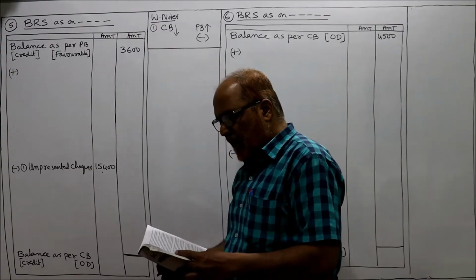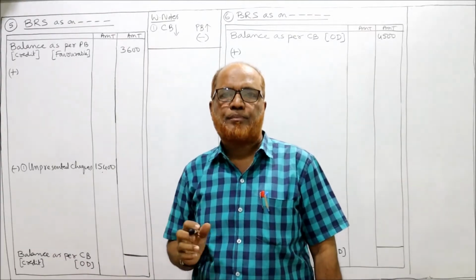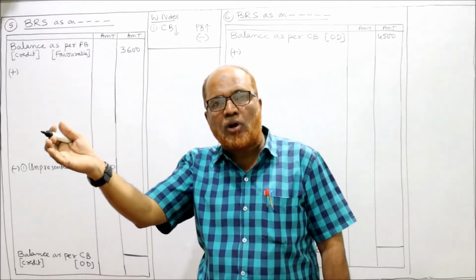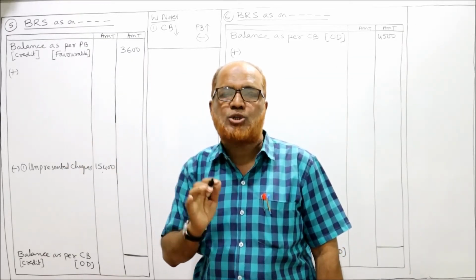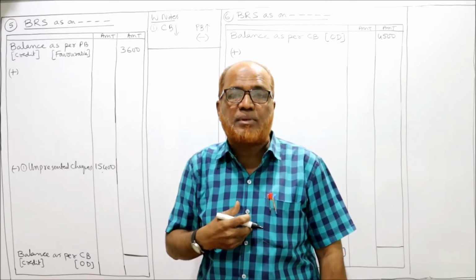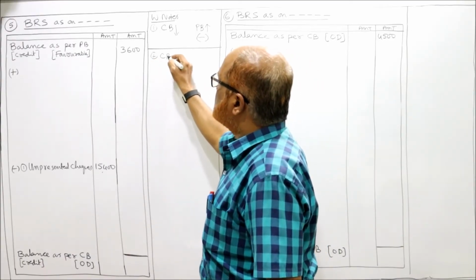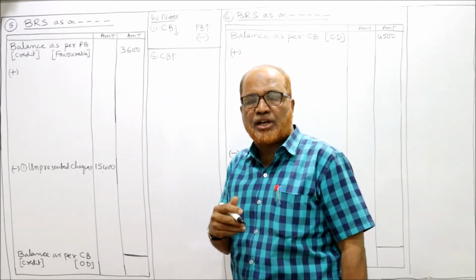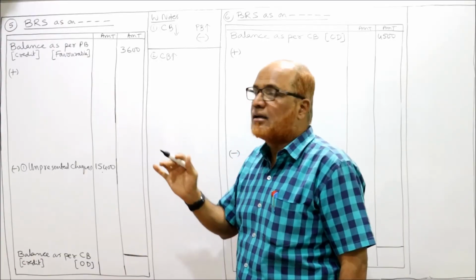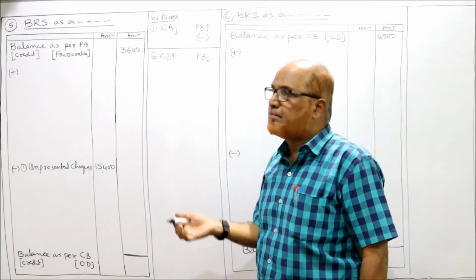Now I am taking the second. Uncredited checks. Uncredited checks means checks deposited, but the banker has not yet credited. Before depositing the check, we record it in the cash book. When we record it in the cash book, the balance will increase because we have received the check from the customers. We have deposited the check in the bank, but the banker has not yet collected, so passbook is showing less balance.